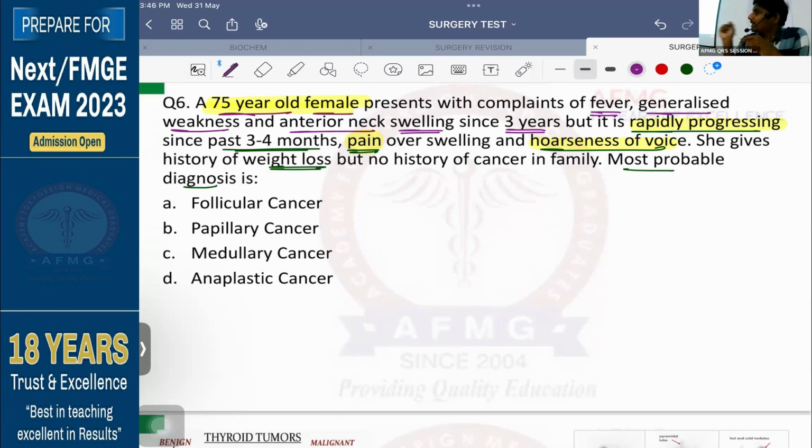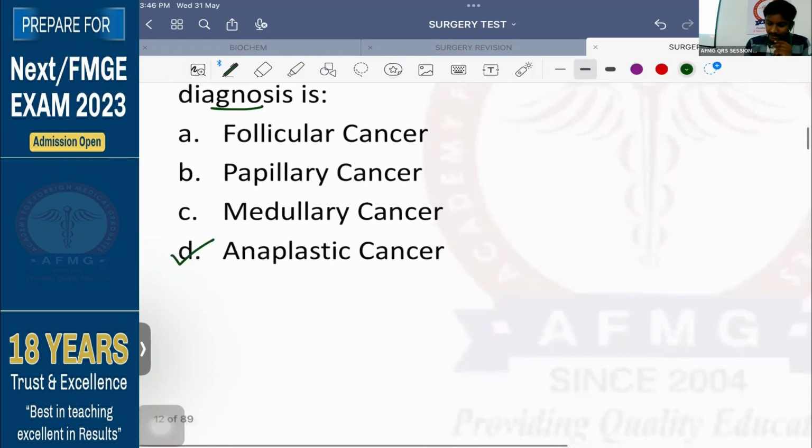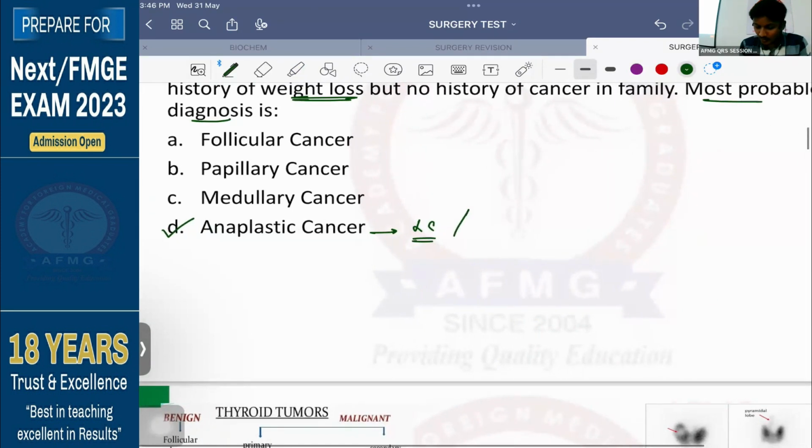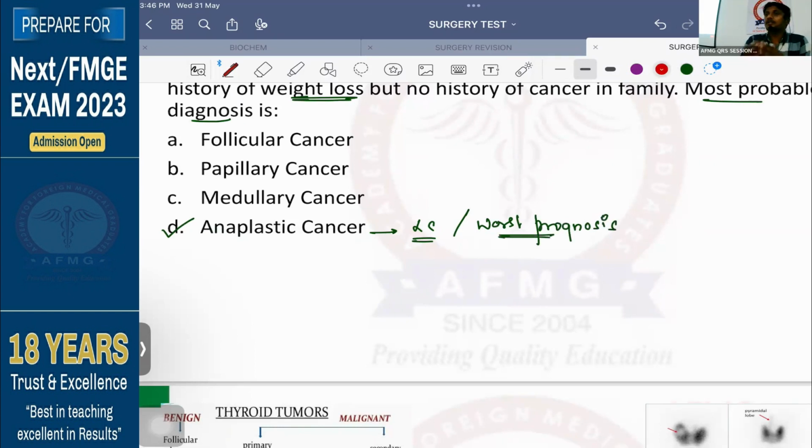These are the only symptoms seen in a case of anaplastic thyroid cancer, nothing else. Important is anaplastic thyroid cancer is the least common variety of thyroid cancer, and it will have the worst prognosis. It is the one which will have the worst prognosis. Anaplasia का मतलब क्या होता है पैथो से जल्दी से? Lack of differentiation. That means खिचड़ी.